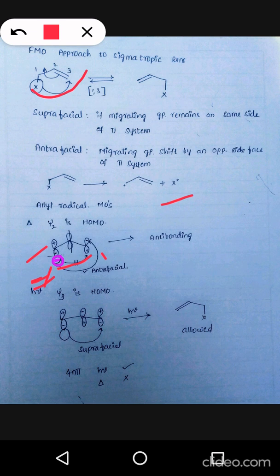But if this purple lobe moves to the other side of the pi system, then bonding is possible. Whenever the group is migrating to the other side, we call it antarafacial, but antarafacial migration is not possible because it requires rotation of the bond. So bonding does not take place under thermal conditions. So the 1,3 sigmatropic shift is not possible under thermal conditions. It is not feasible.